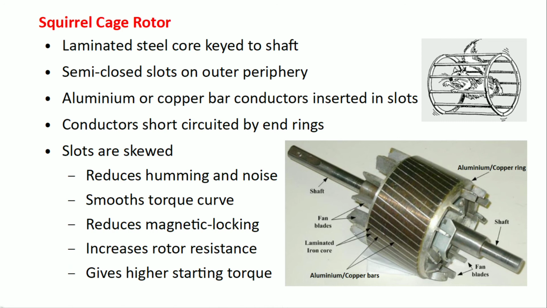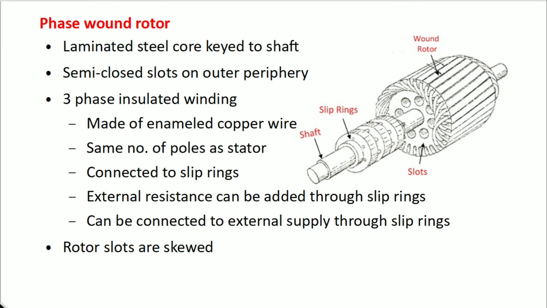And let us come to the phase wound rotor. In phase wound rotor, or the other name for this is slip ring rotor, the core is similar to the squirrel cage rotor. The core is made of steel laminations, and slots are cut near the outer periphery of the rotor core, and these slots are semi-closed type again, and skewed again for the same reasons as discussed in the previous case.